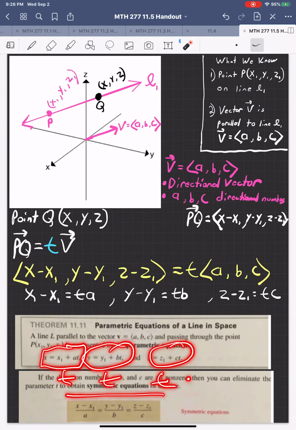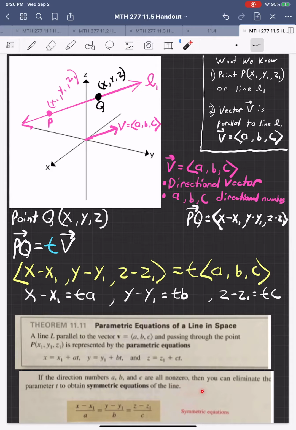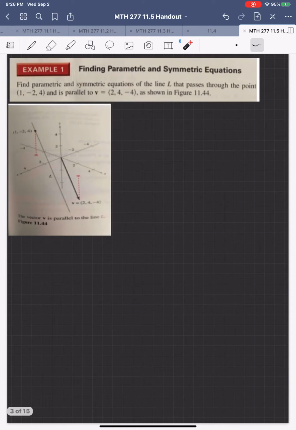Therefore, this is another way of writing equations of lines in space. So we have what we call symmetric equations and what we call parametric equations. You want to be good with both. But at this stage, no more theory. Let's actually just jump in and try one.